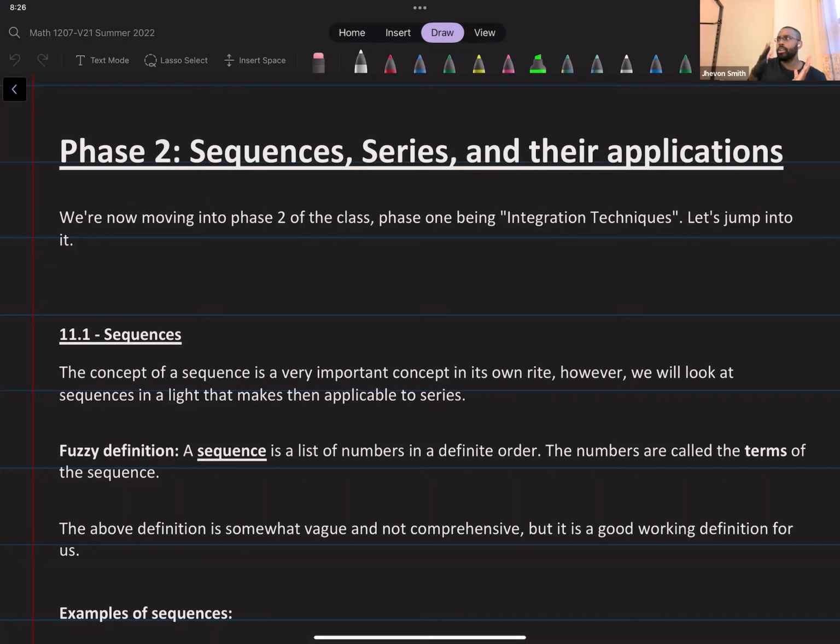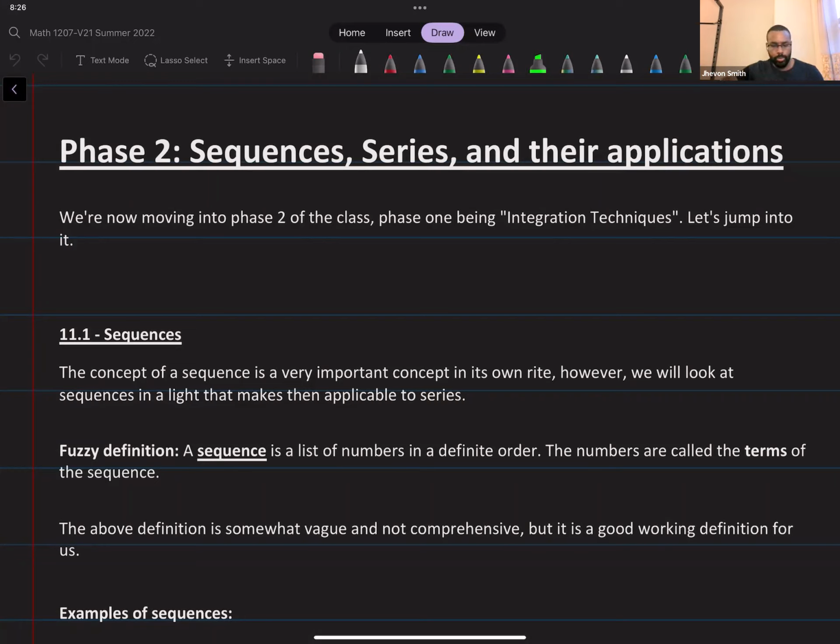There is some sort of rule in the background, or algorithm or process that I'm thinking of, that causes these numbers to come into being. I'm thinking of a rule and I can write down a list of numbers that go according to this rule. If I can do that, you can say I'm writing out a sequence.